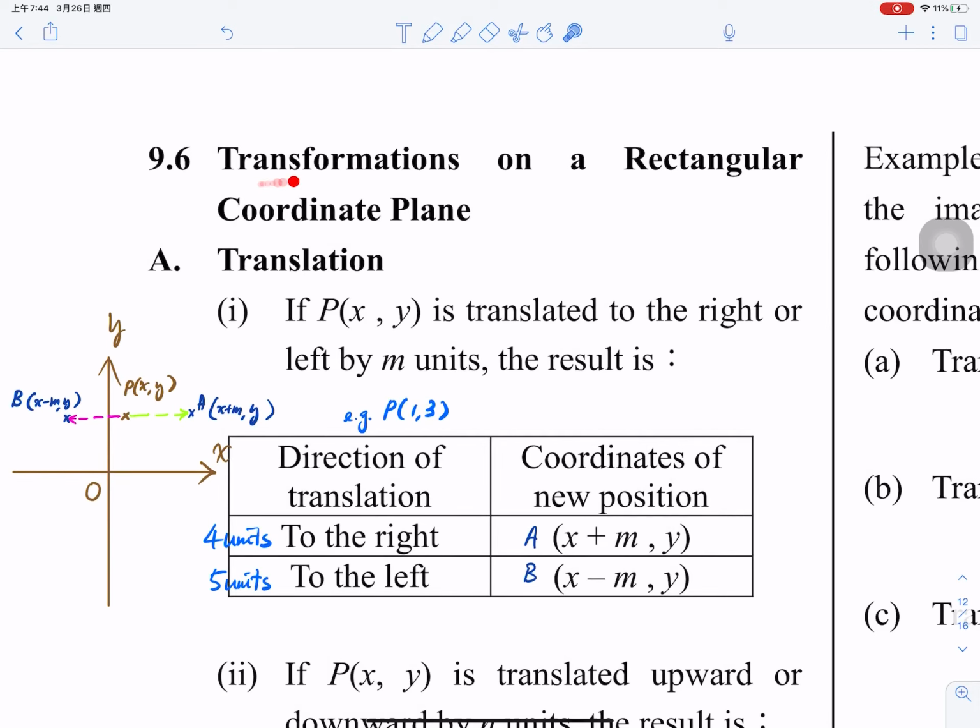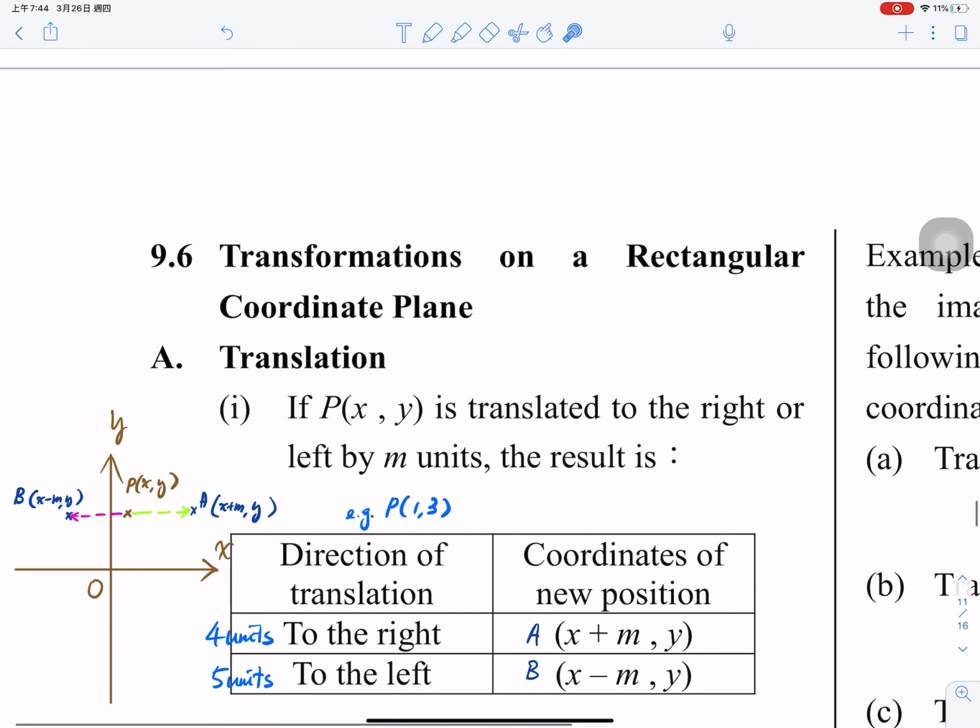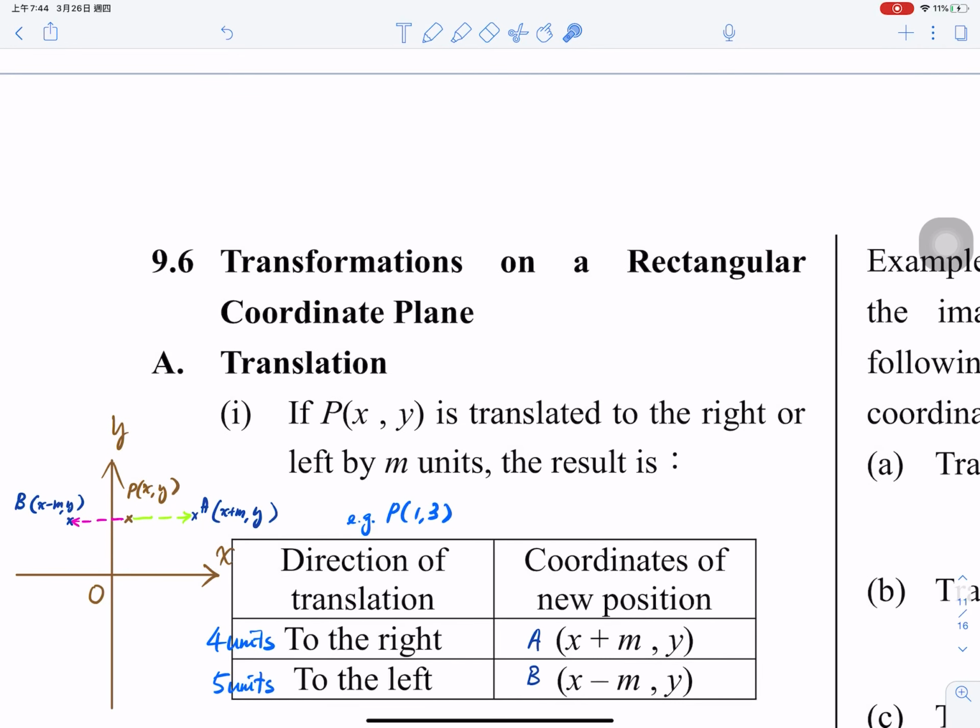9.6 Transformation on a rectangular coordinate plane. In here, transformation. Do you remember this word, transformation? Yeah, we have learned this in chapter 8. Chapter 8, Symmetry and Transformation, right? So, how many kinds of transformations?